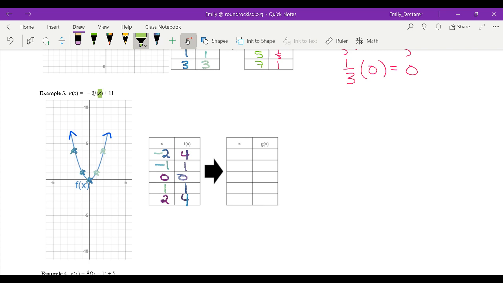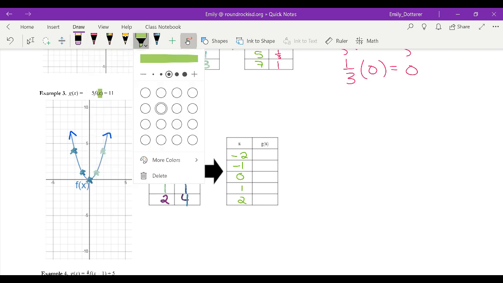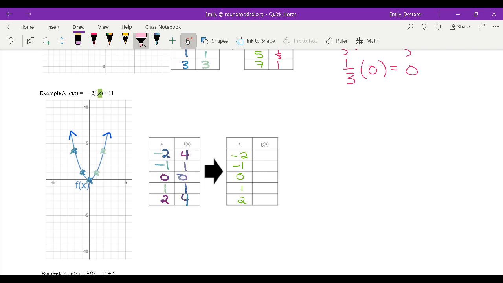Okay. There's nothing happening inside of the parentheses, which means that our x value is not changing. However, we have a -5 outside and a +11, so the y value is going to change. So we'll multiply each of our y values by -5, and then we're going to add 11.